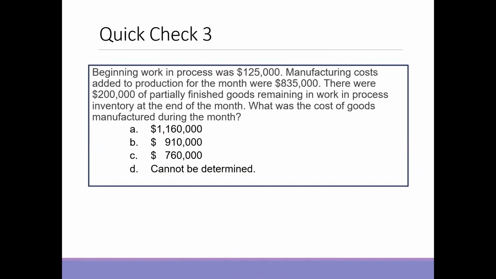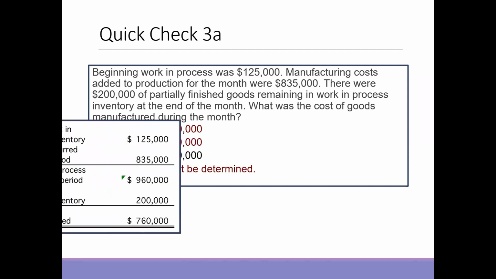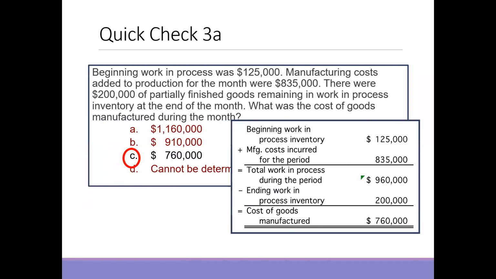Beginning work in process is 125. Manufacturing costs added to production is 835. There are 200,000 of partially finished goods remaining in work in process inventory at the end of the month. What's the cost of goods that were manufactured during the month? So we add the beginning plus what was brought in, subtract what's still in work in process. We'll show you what was actually manufactured.